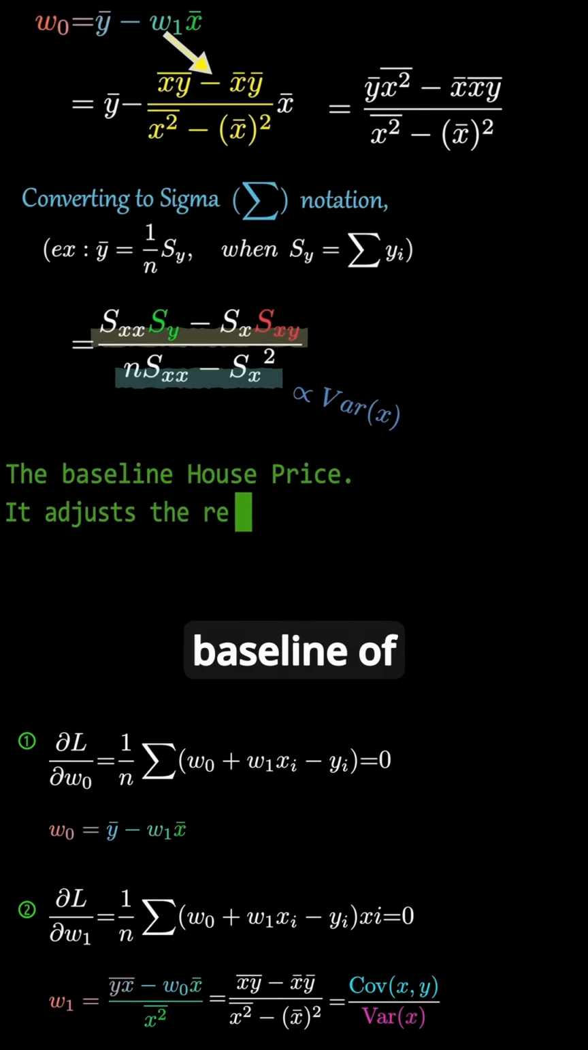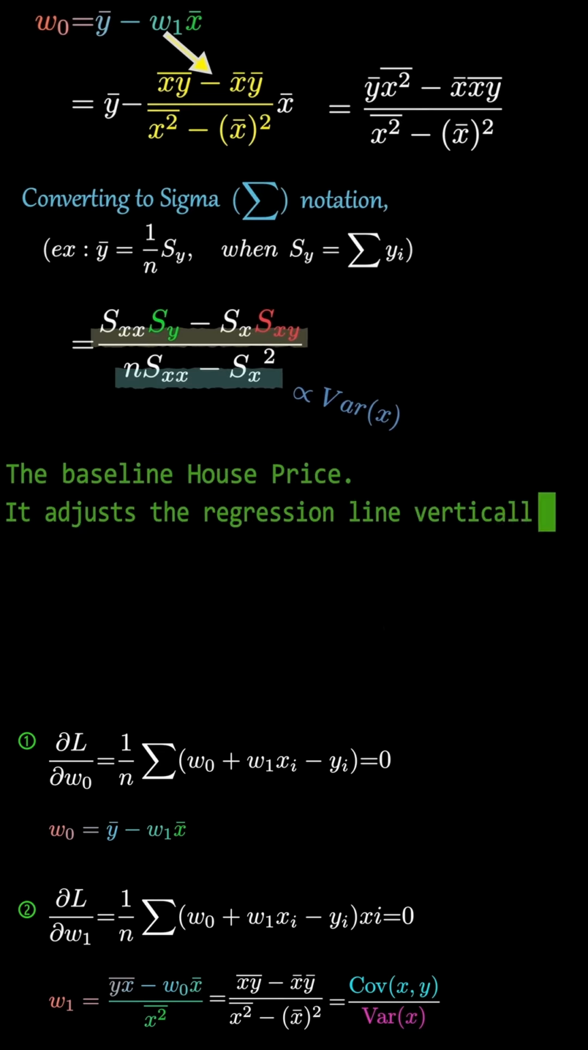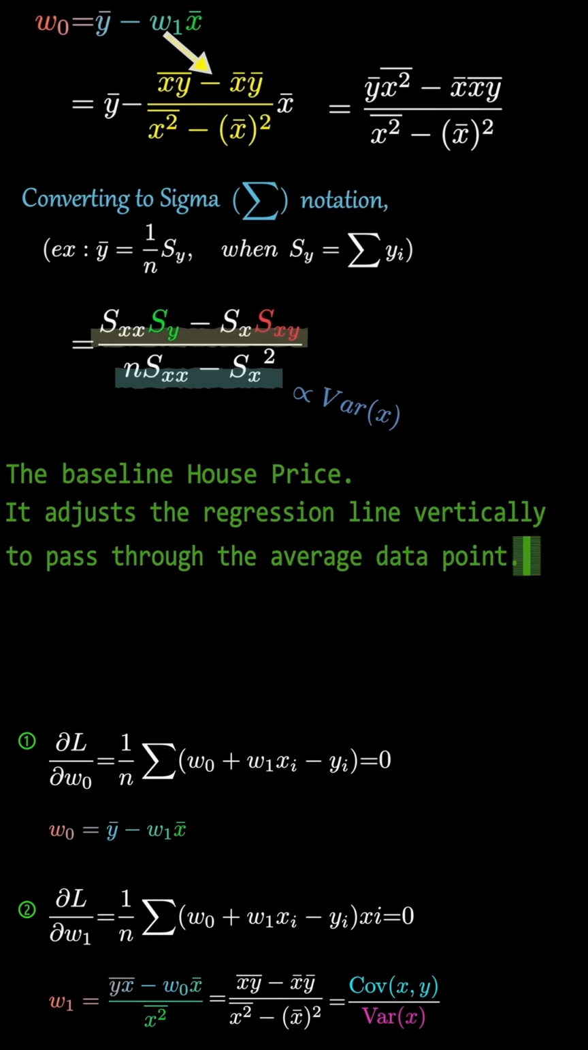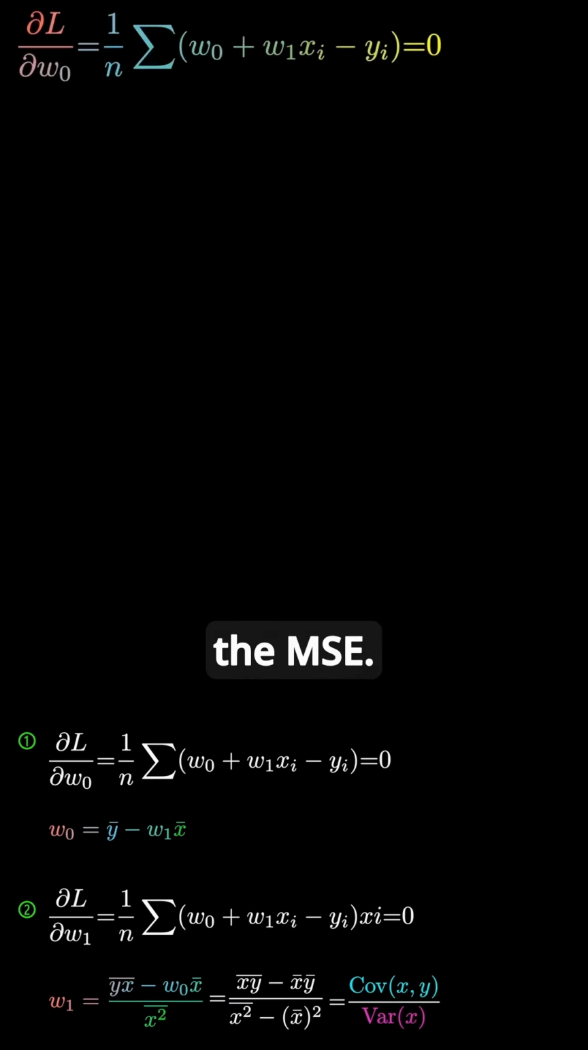It sets the baseline of y based on the data, and then considering the correlation between x and y, house size and house price, it adjusts the line so that it passes through the data on average. In other words, the intercept, W0, shifts the line up or down to minimize the MSE. Let's make it more intuitive.